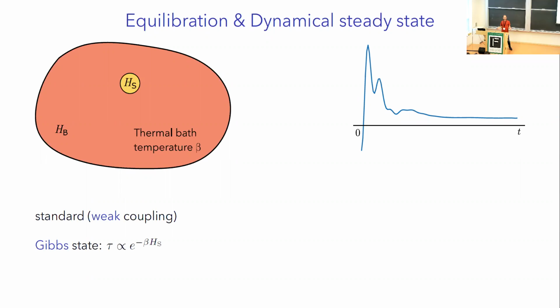As it's a very well-known result, for a system that is weakly coupled to the environment, the steady state is given by the Gibbs state, which is just the exponential of minus the Hamiltonian of the system divided by kT, right? This is a very well-known result, nothing surprising here.